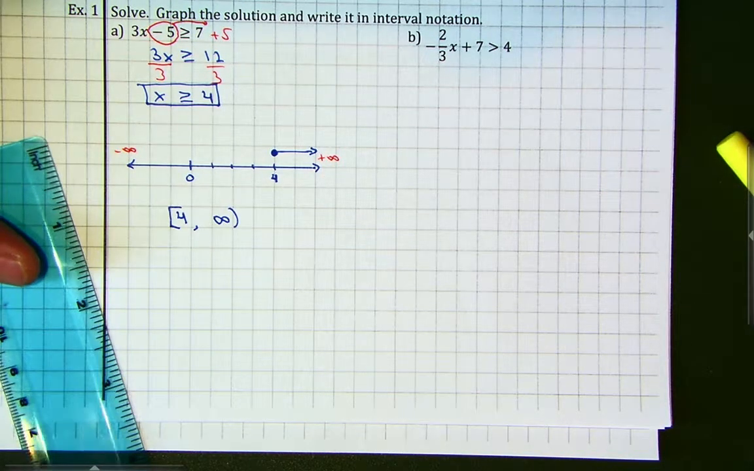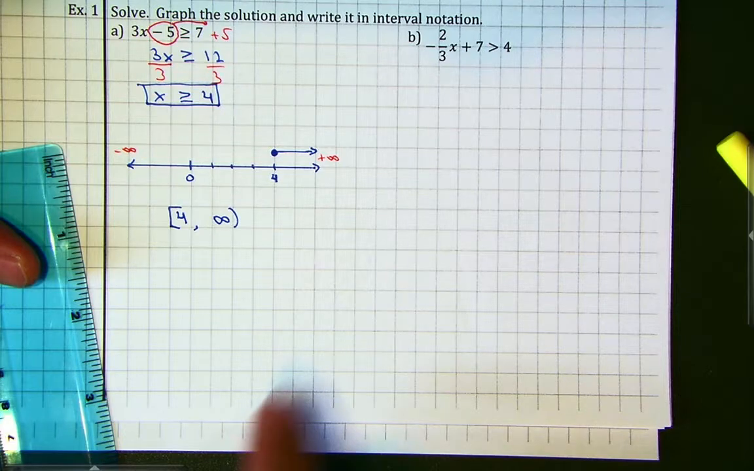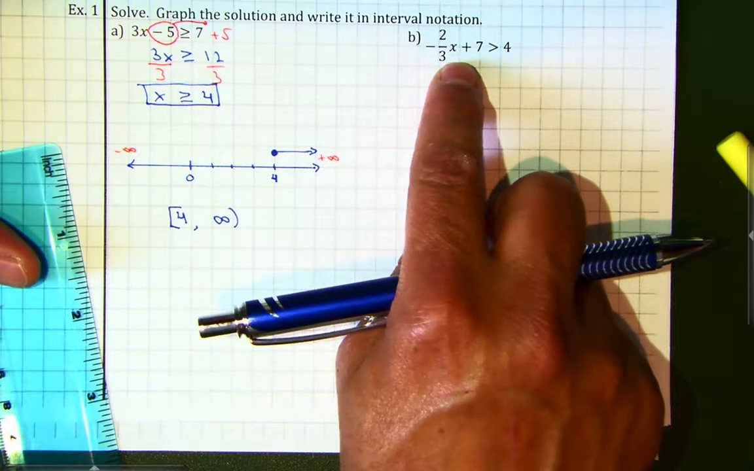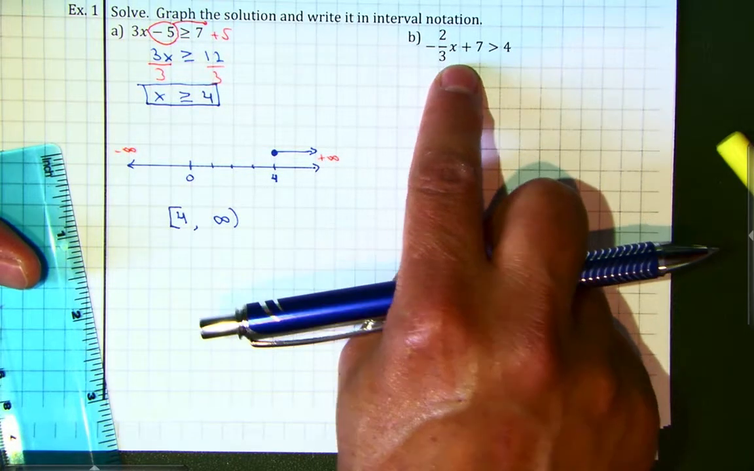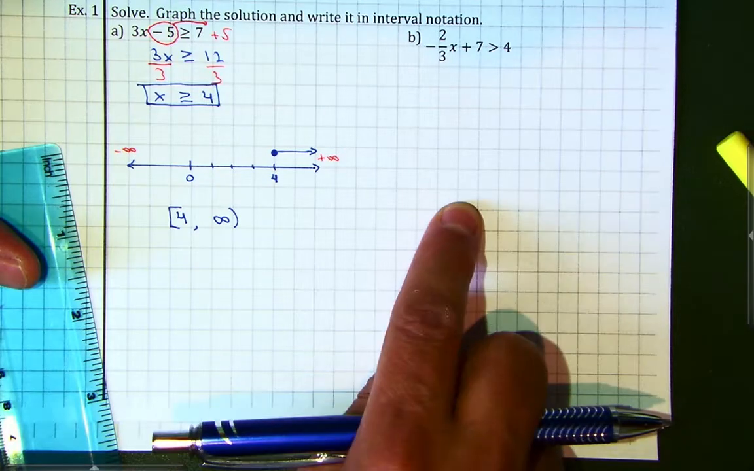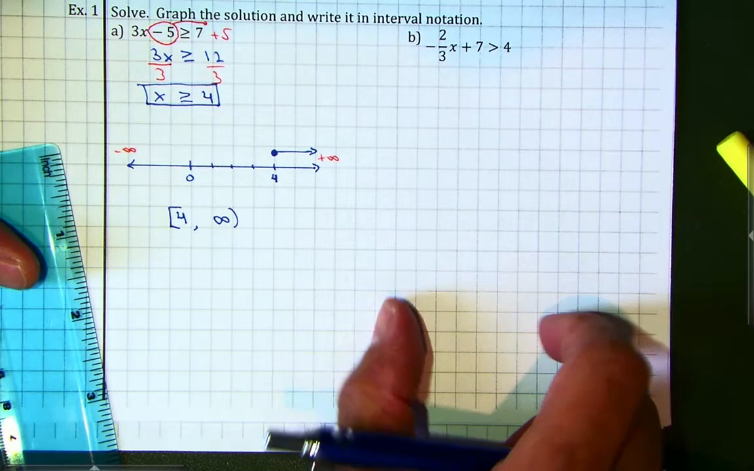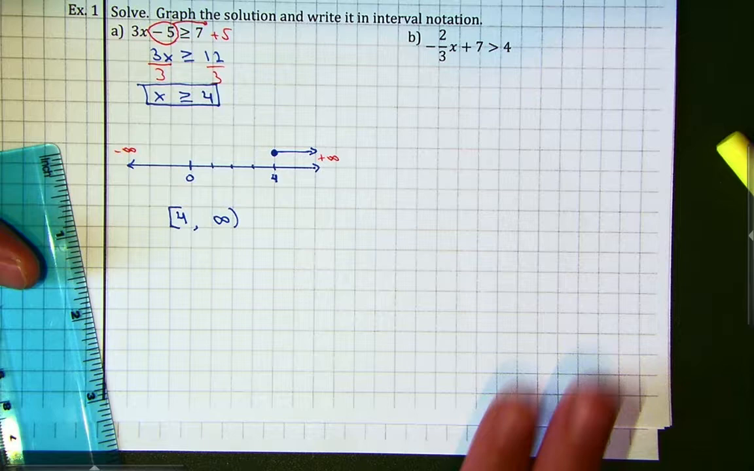Letter B. I need to be able to leave the x by itself. Go and solve for x, graph it, write it down in interval notation, and then we can compare our answers. Go and pause it.